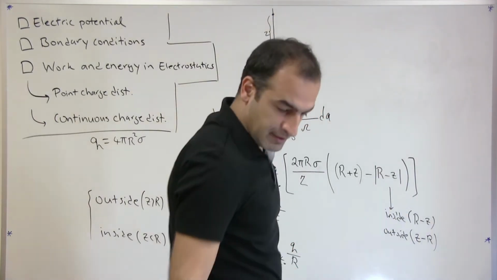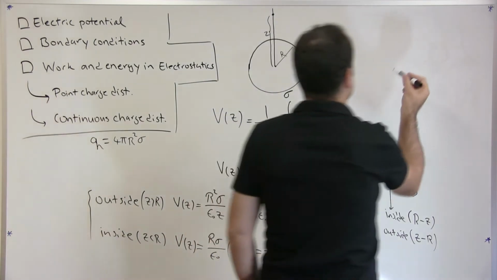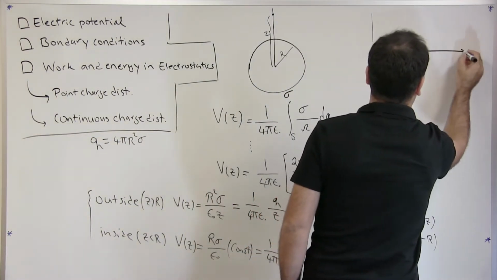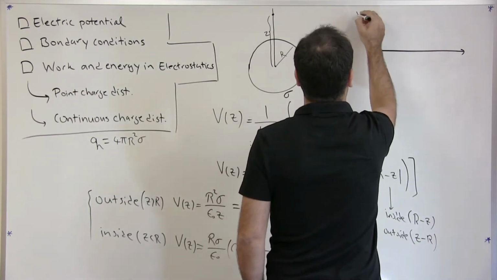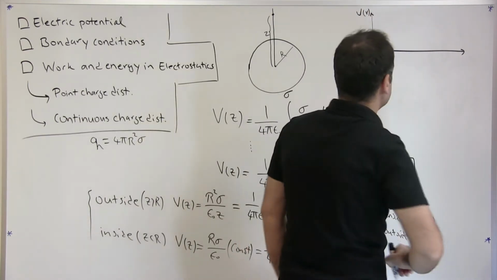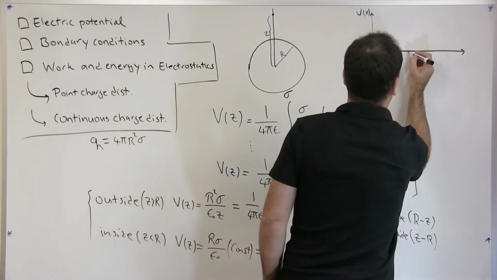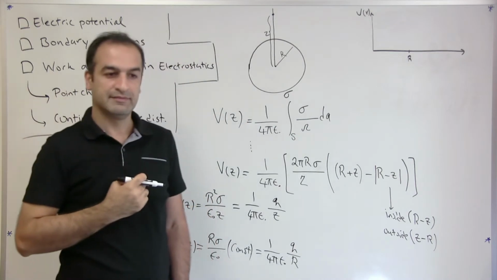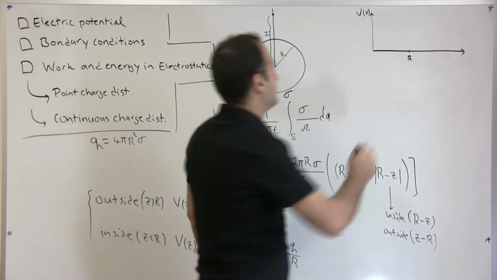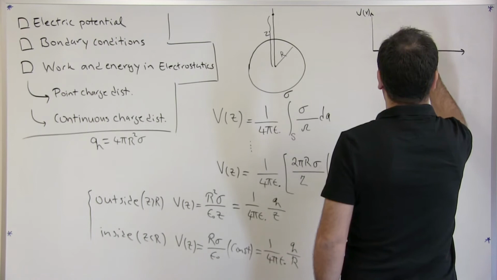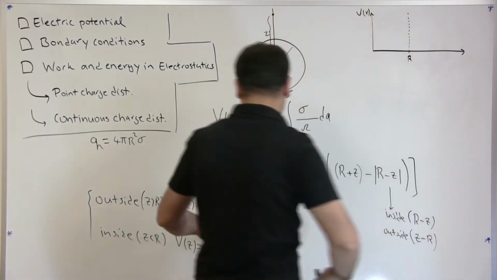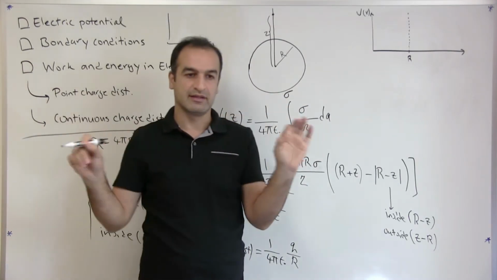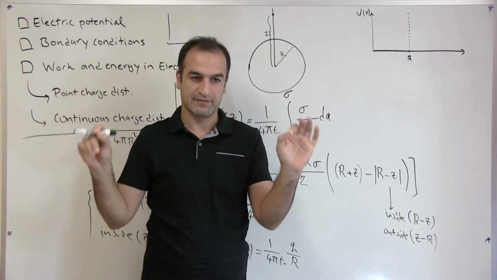Okay, so for this, I want you guys to help me as well. Okay, I'm going to ask you, if I have V, electric potential, as a function of distance from the center, and here, let's say this is the radius of the sphere, how should I plot the electric potential? We have two different equations for inside and outside. How does it behave outside the sphere?